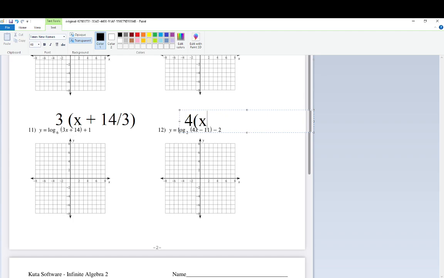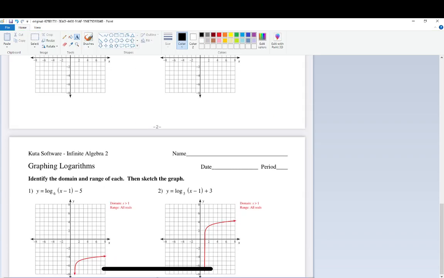This is the same problem. To factor out 4, I get x minus 11 over 4. So I have to divide all my x values by 4 and then add 11 over 4. There you go, and there's the answer key, so we'll skip that. We'll go on to the next one.